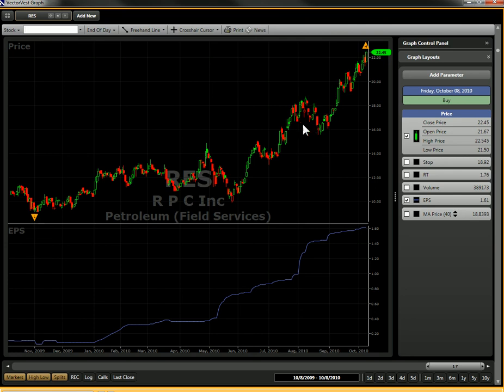And if these pullbacks throughout the year are too much for you, just move on to the next stock. But again, here you're looking at a pretty good graph and a great company with nice earnings. To move to the next stock, let's click the down arrow.